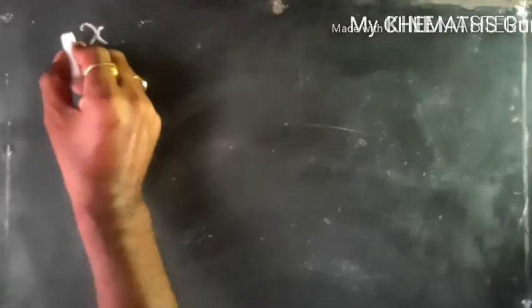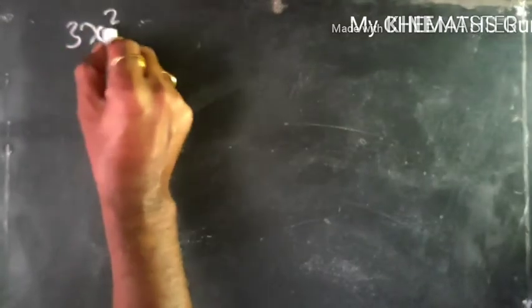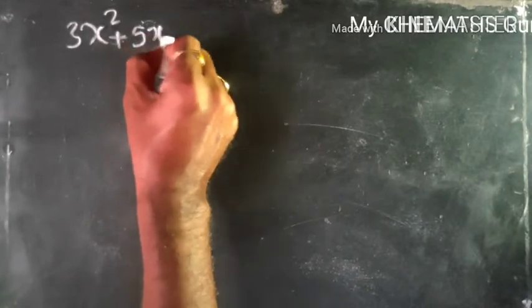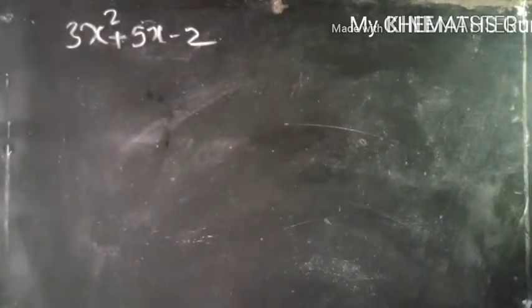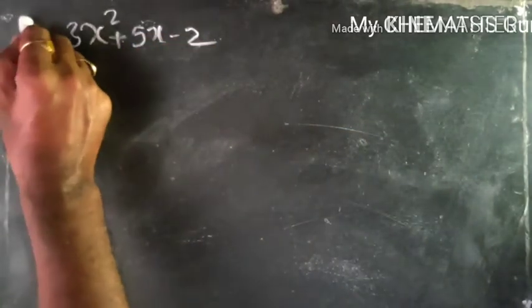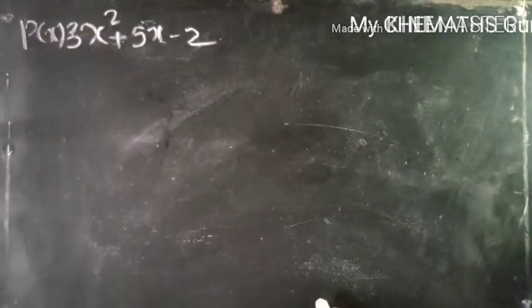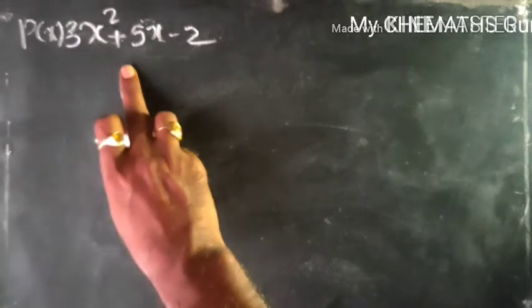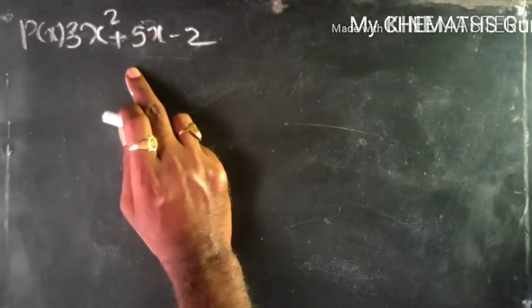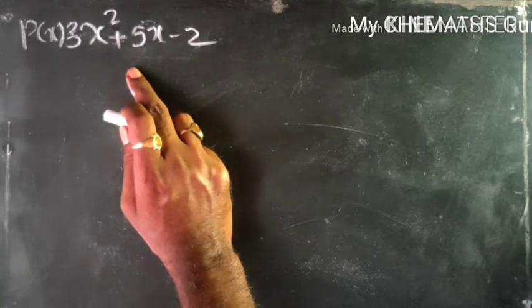For this, let us consider a quadratic polynomial, that is 3x square plus 5x minus 2. It is a quadratic polynomial named p of x. So what is the relationship between zeros and coefficients? We are going to discuss it.